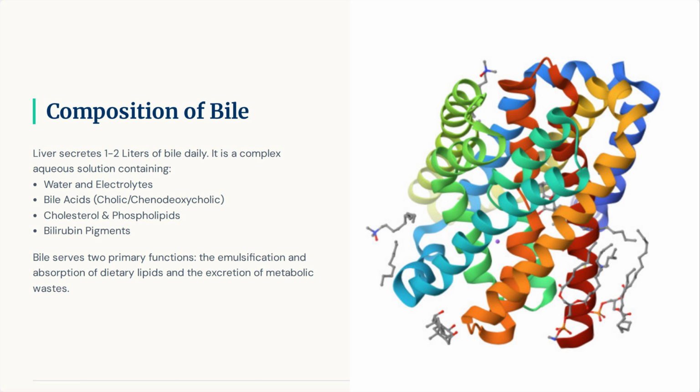Stepping back to look at the big picture, the healthy human liver secretes roughly 1 to 2 liters of bile every single day. It is a complex, watery solution containing electrolytes, bile acids, cholesterol, phospholipids, and of course, the bilirubin pigments we discussed earlier. Ultimately, bile has 2 primary jobs: emulsifying and absorbing the fats we eat, and acting as the vehicle to excrete metabolic wastes.